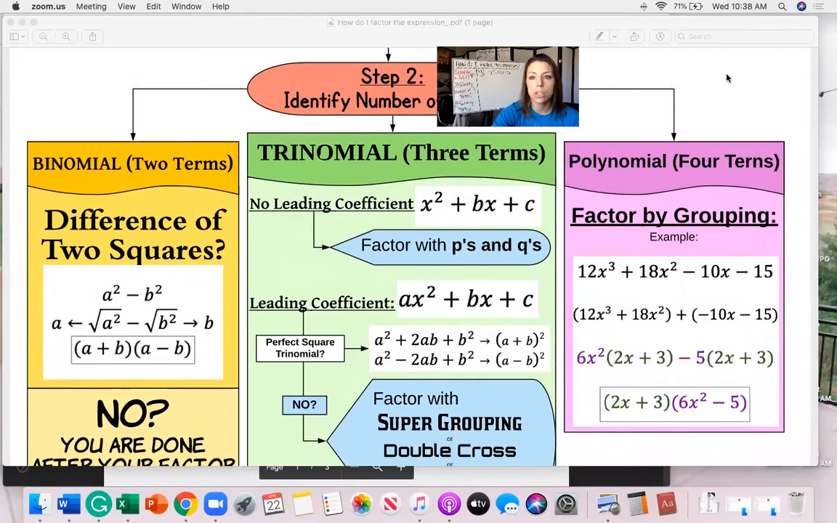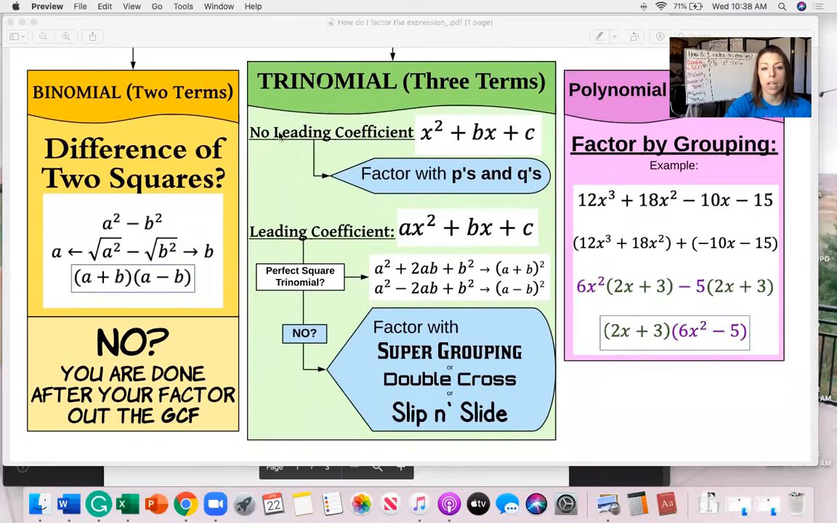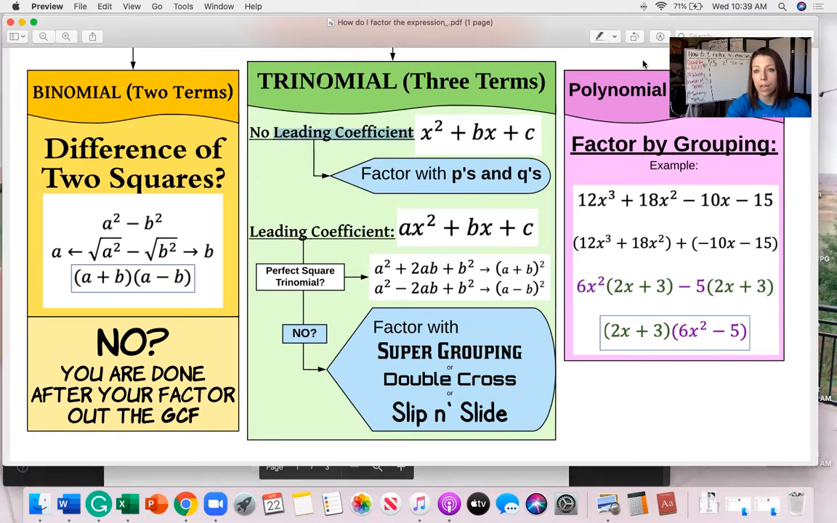When you have 3 terms, there's 2 questions that you're going to ask yourself. Question 1, is there a leading coefficient? Or rather, it is one question with 2 possible answers. Is there a leading coefficient? If there is no leading coefficient, you're just gonna factor with P's and Q's. If there is a leading coefficient, then it becomes a little bit more complicated. Remember, leading coefficient is a fancy way of saying number out in front.